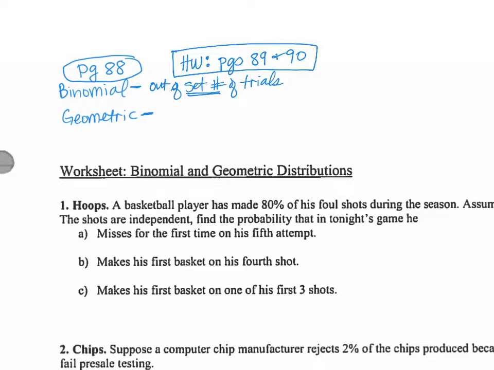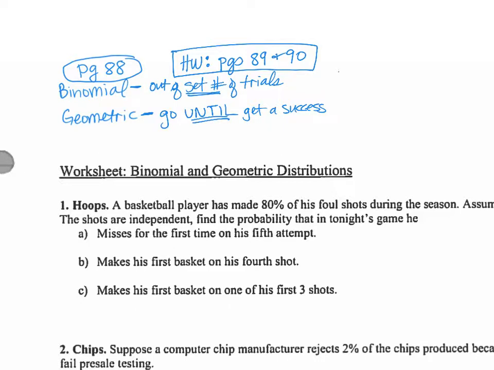Geometric is a situation where you have trials until you get a success. So you don't know how many trials you're going to be doing. It's just until you get a particular success. Or they may say, what's the probability that that particular success occurs in that fifth spot? So you know the order.